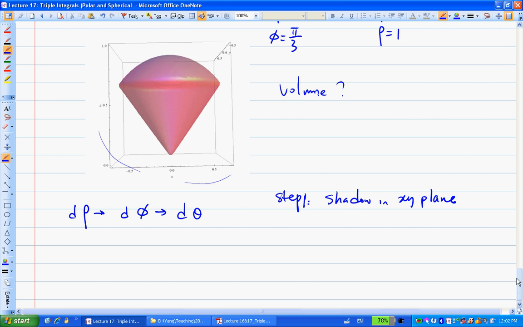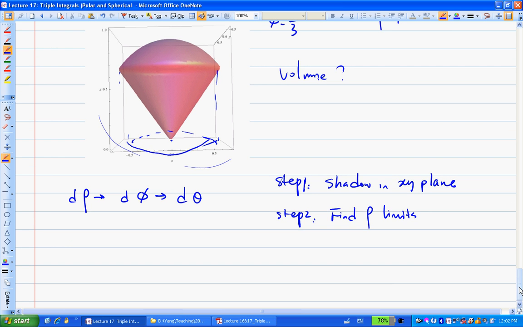Okay, step 2. We need to find the row limits. Row limits first. So how do we find the row limits? Maybe I'll draw the shadow first. So the shadow is this, right? There's a circle in here, basically, in the shadow. The drawing is not that great, but okay.